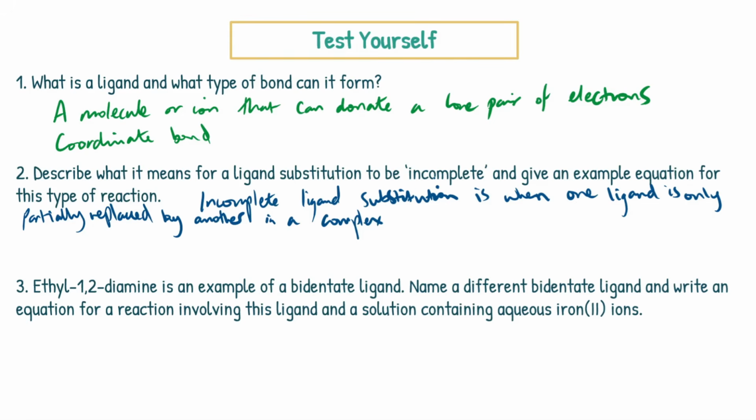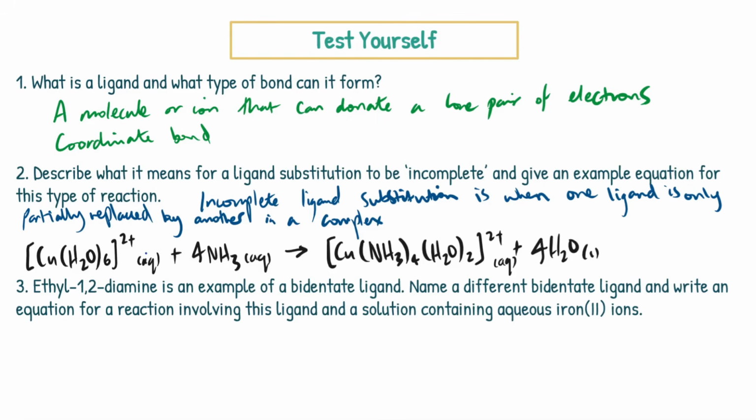What is our example equation? There is only one that you need to know involving copper 2+. So let's draw that out right now. Done, guys. Okay, real simple one here. Just remember 4 moles of ammonia, 4 moles of water are kicked off and substituted. Okay, and this is the incomplete ligand substitution reaction you need to know.